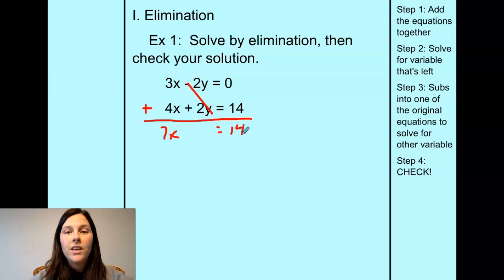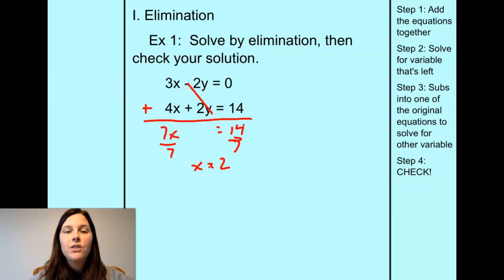Notice we now have one equation with one variable, so we can solve this to get x alone. Dividing both sides by 7, I get x equals 2. What's nice about solving by elimination is that it's pretty quick to get the first variable solved for, but it does take a little bit more work to get the second variable solved for. That's actually the opposite of solving by substitution. It's a longer process to solve for the first variable, and it's pretty quick to solve for the second.